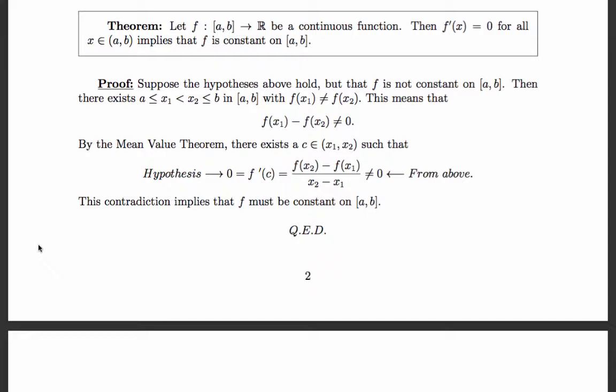All right, so suppose the function is not constant. In other words, f of x1 and f of x2 are different. If they're different, the secant slope through x1 and x2 is non-zero, right? Because there's some change. And if the secant slope is non-zero, then the derivative somewhere is non-zero by the mean value theorem. But the derivative nowhere can be non-zero because the derivative is zero everywhere. And, well, we have our contradiction.